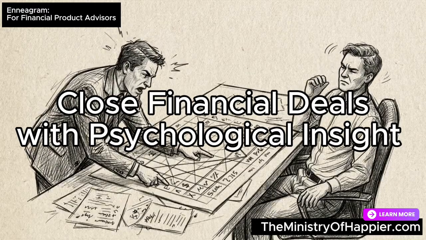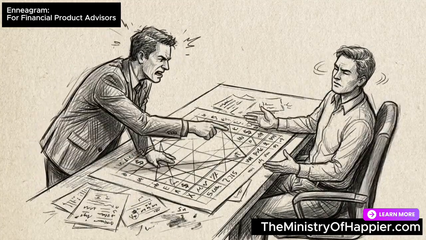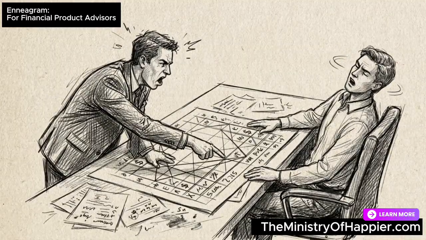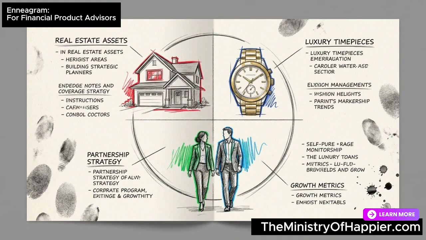You've built the perfect pitch. The math is flawless and the projections are solid. Yet the prospect still says no. Unlike a physical object, financial products are invisible promises. You are selling a future state of security, status, or freedom.